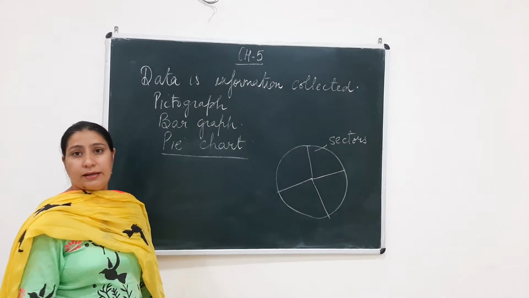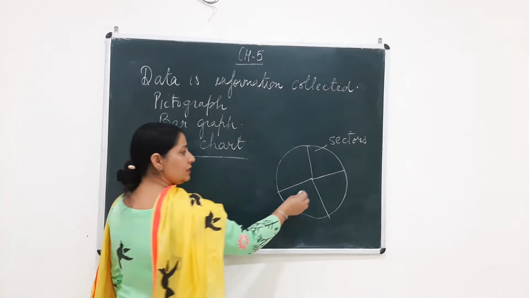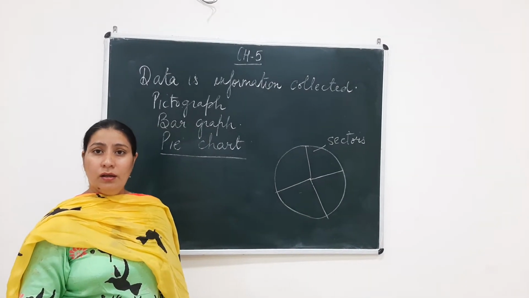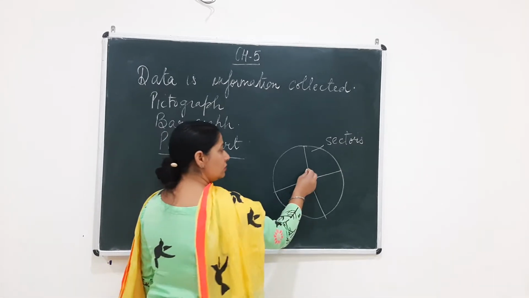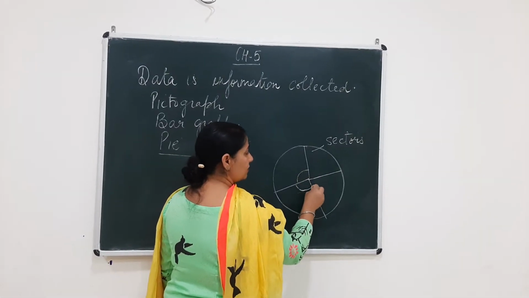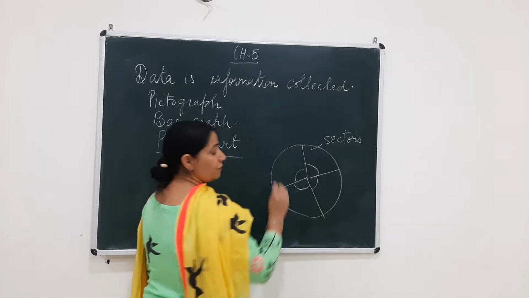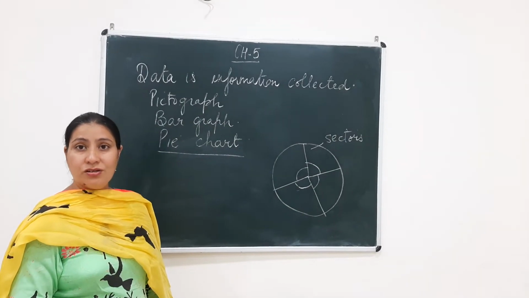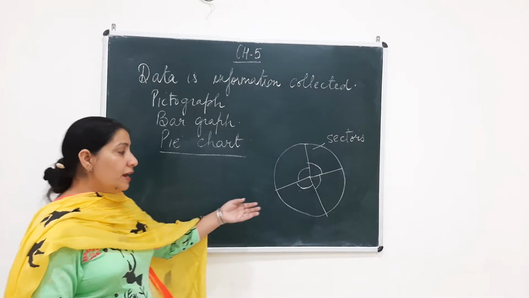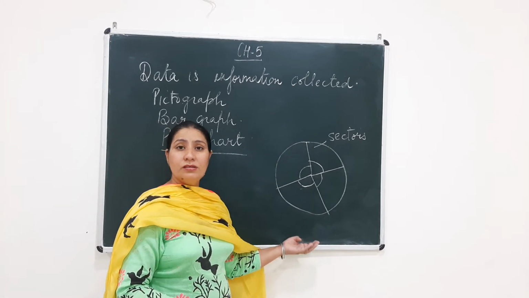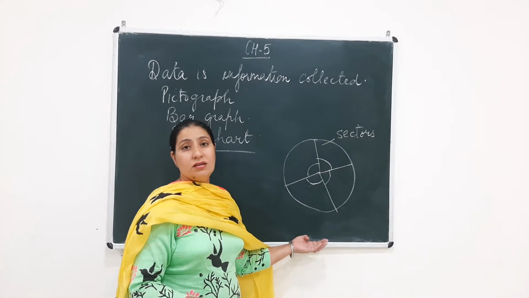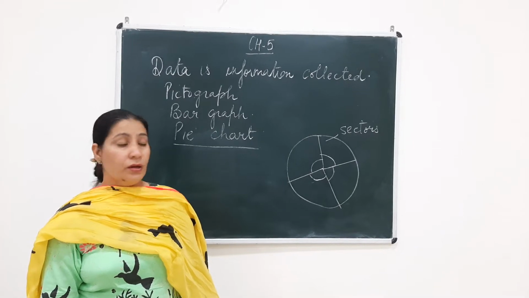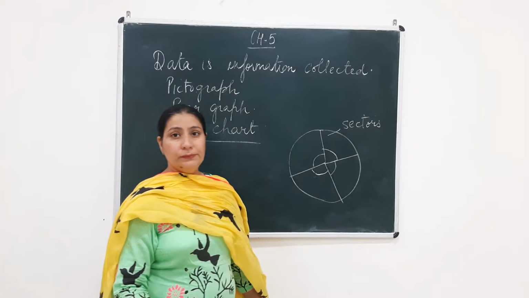Now as you can see, the sectors are of different size. Some sectors are big, some are small. Why are they different? Because the angles of the sectors here are different. So representing the information or the data which we have collected in the form of this structure is called representation in the form of a pie chart. Now I'll take up an example.